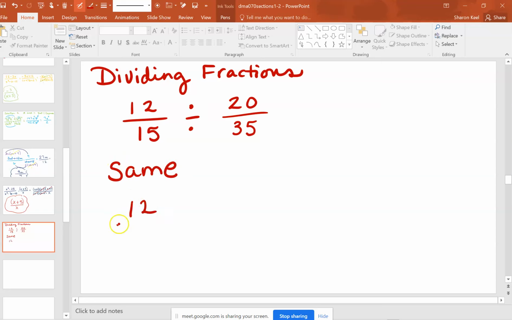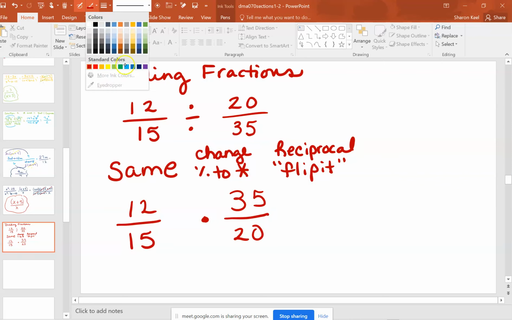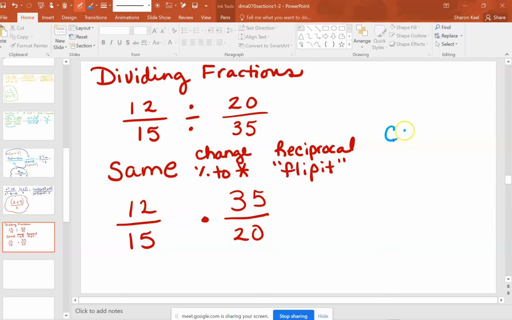So the 12/15 is going to stay just like it is. We are going to change the division to multiplication. So that's going to become a times. And then we're going to write the reciprocal, or we're going to flip the one on the right. So this one on the right would become 35/20.